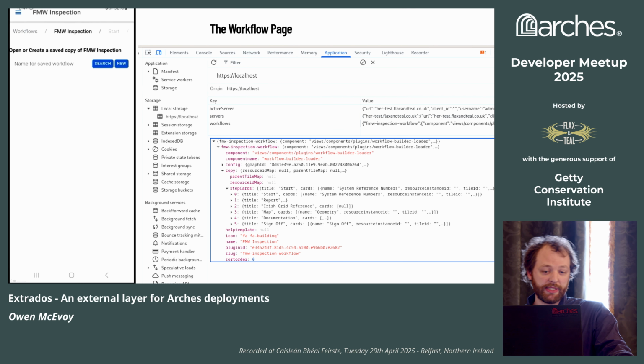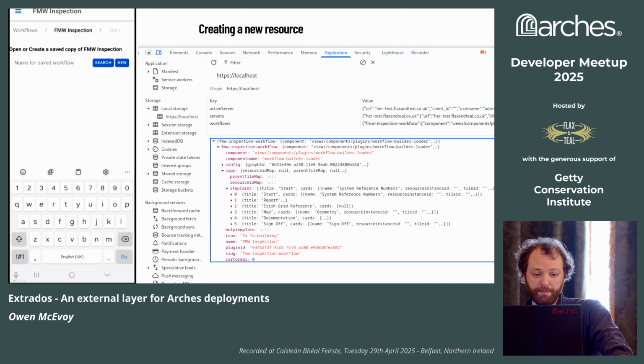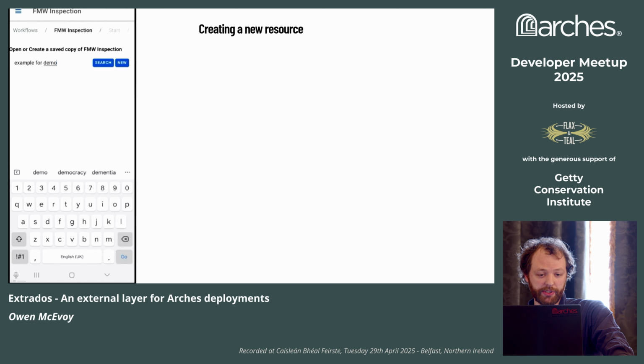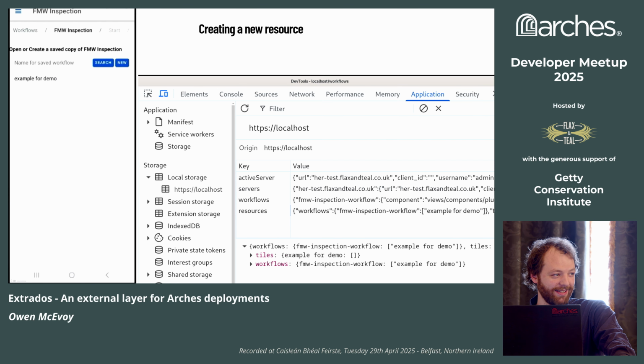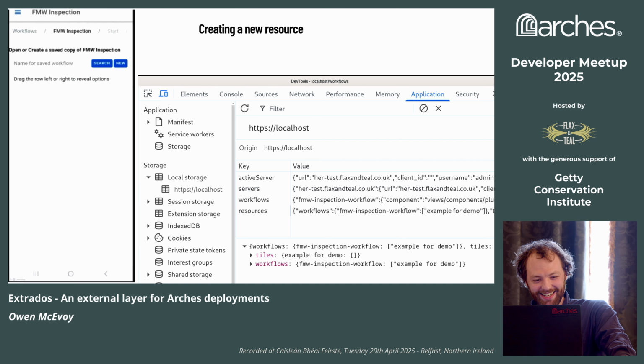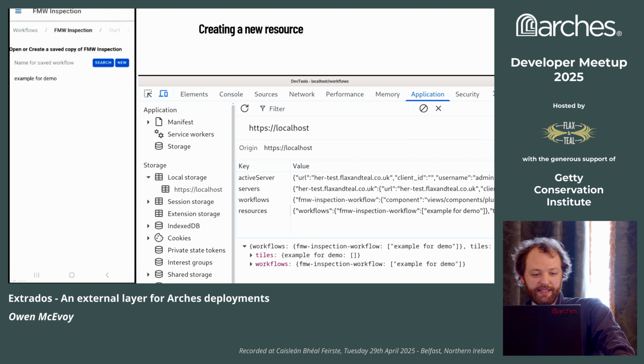So once we do that, we can save, and then we will save the workflow to local storage, like I discussed, and we can create a new resource. Drag a few options. So now that we've saved the new one, we can see that we've added that to our local storage as well as a resource.